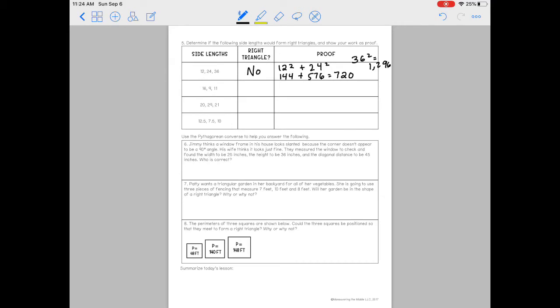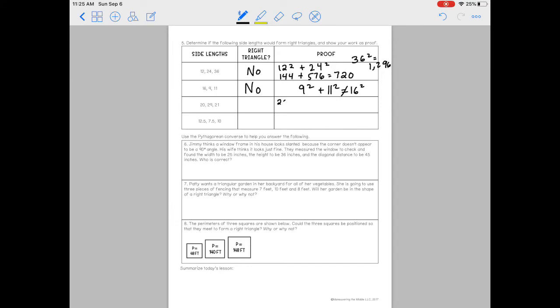I want you to try 16, 9, and 11 on your own. Pause the video and then come back for the answer. If you did this correctly, you would have got no, because 9 squared plus 11 squared is not equal to 16 squared. Let's do 20, 29, and 21.